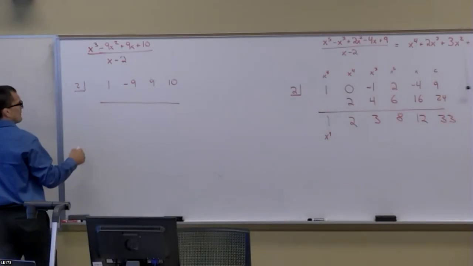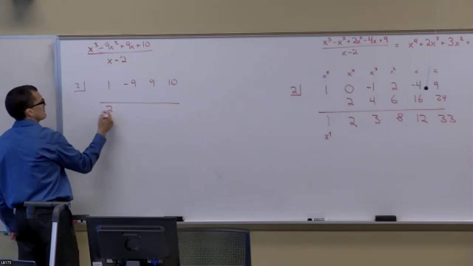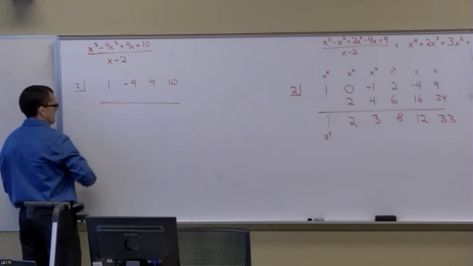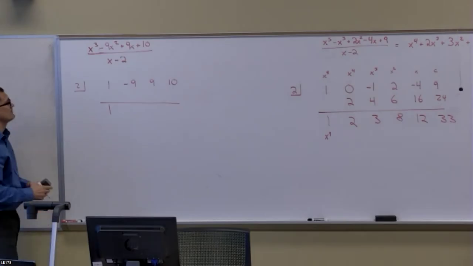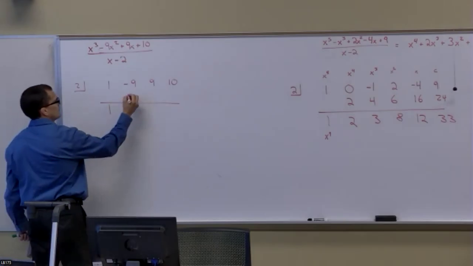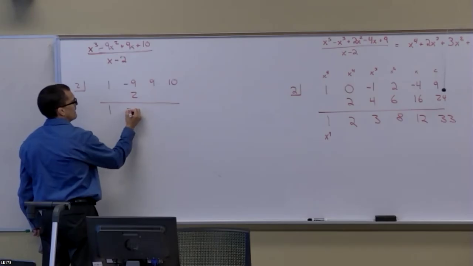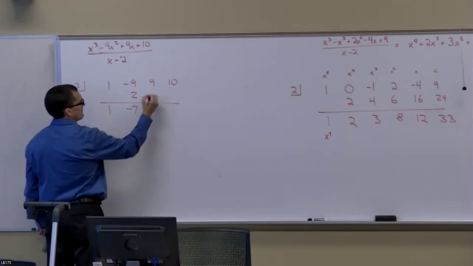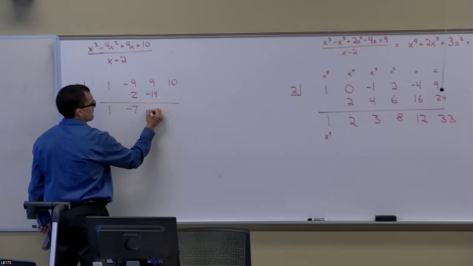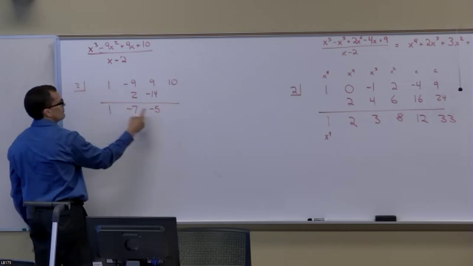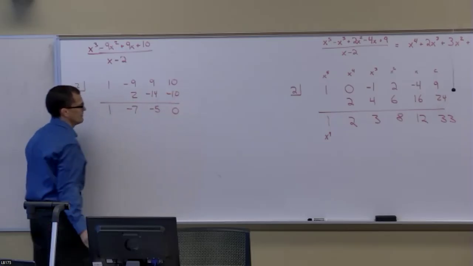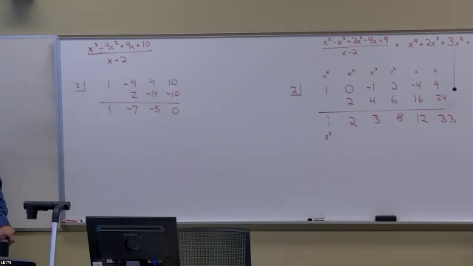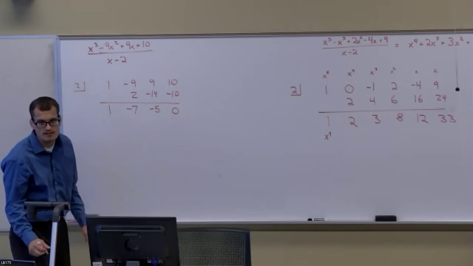All right, so I'm going to go through this. One drops down. Then I multiply by 2. 1 times 2 is 2. Add those, you get a -7. 2 times -7 is -14. You end up with a -5 when you add those. 2 times -5 is -10. And when you add that, you get a 0. Everybody else get that same thing?